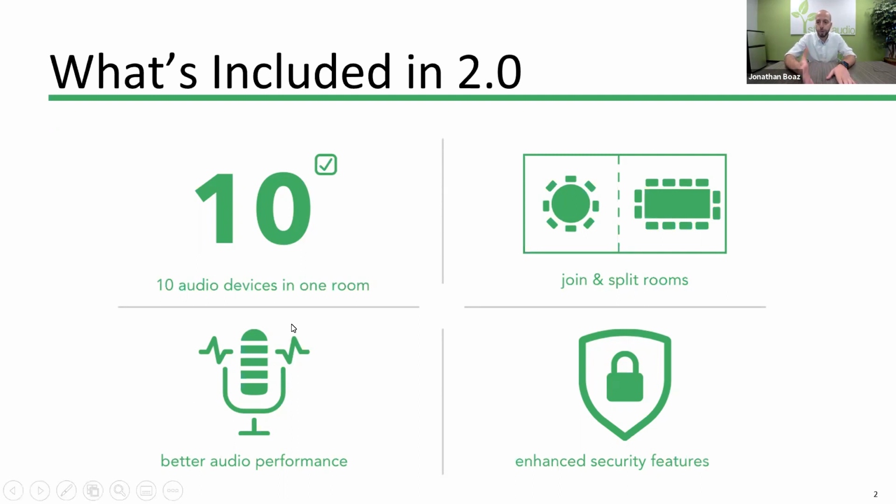So first thing that we're introducing with STEM 2.0 is the ability to now have up to 10 devices working together in one room. What that basically means is you can take any one of our 3 audio components, the ceiling, table, wall, mix and match them however you want, up to 10 devices, and have them work together.